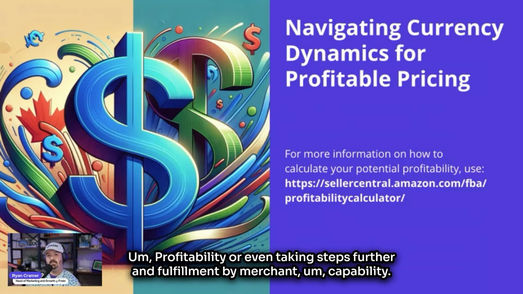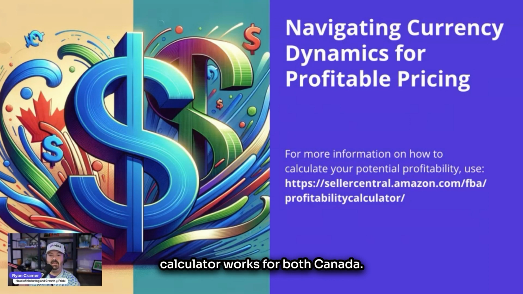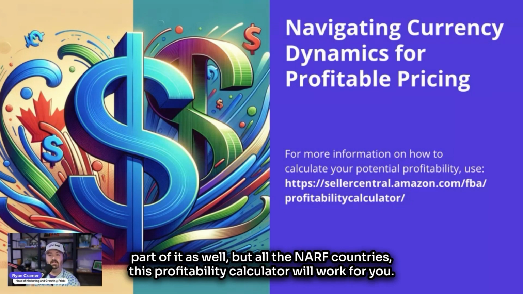or even take it a step further to fulfillment by merchant capability. So if you are looking at any of those three ecosystems, this profitability calculator works for Canada, it works for Mexico, and I also believe Europe. There's one that's being developed, or it's part of it as well. But for all the NARF countries, this profitability calculator will work for you.